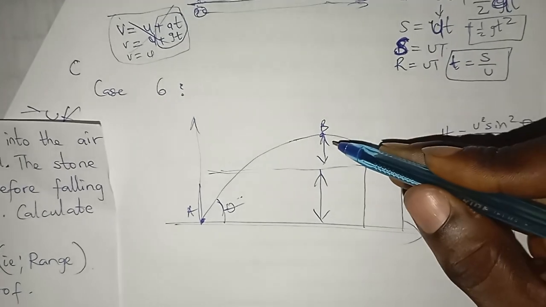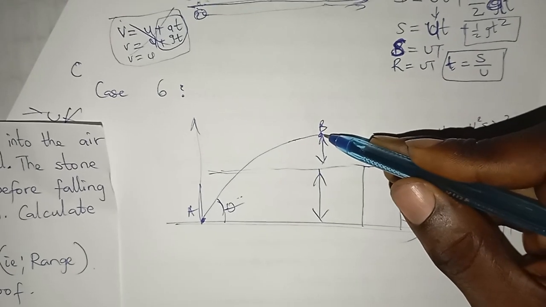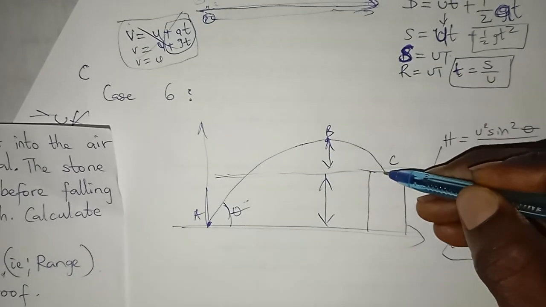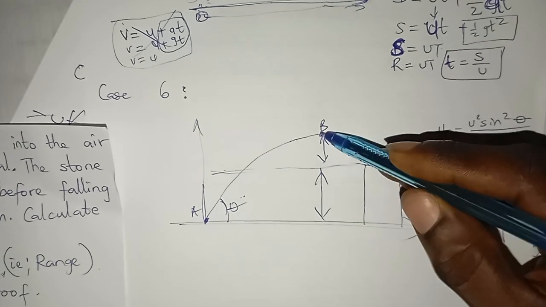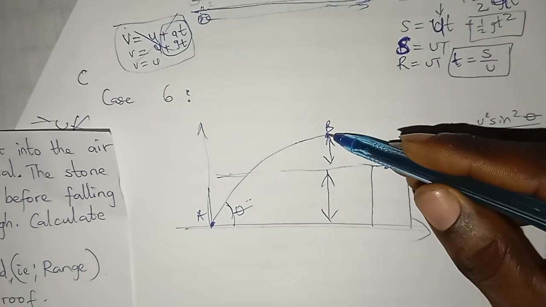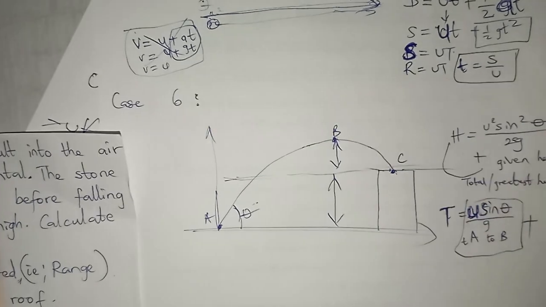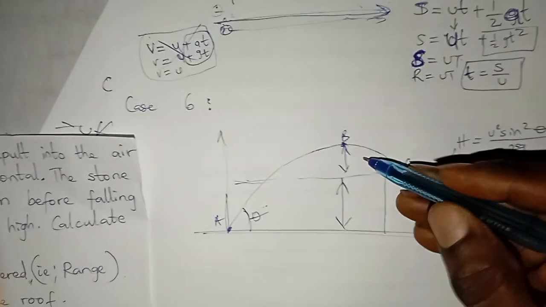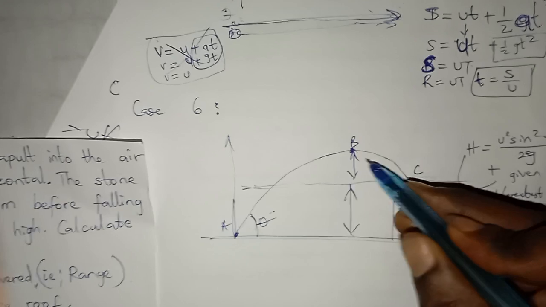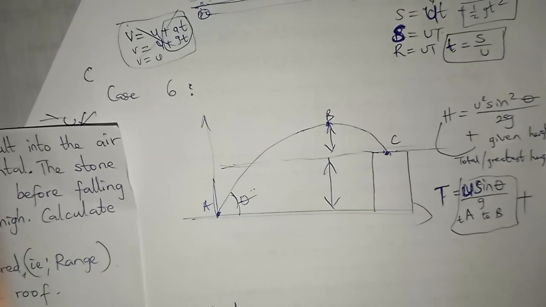You now get the time from B to C. You will get it by considering first of all the height from B to C.